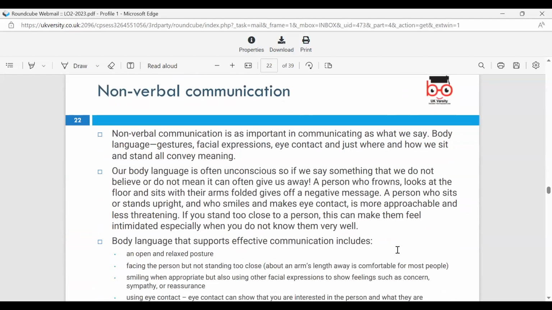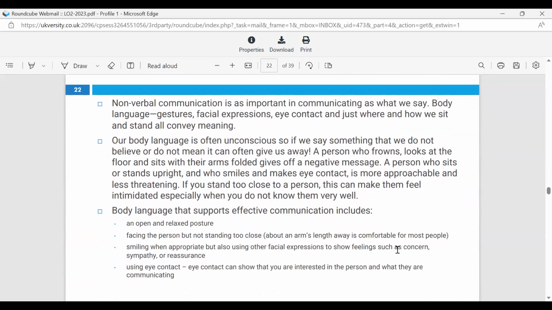Non-verbal communication. This is as important in communication as what we say. Body language, gestures, facial expressions, eye contact, and just where and how you sit and stand all convey meaning. Our body language is often unconscious, so if we say something that we do not believe or do not mean, it will often give us away. A person who frowns, looks at the floor and sits with their arms folded gives off a negative message. A person who sits or stands upright and who smiles and makes eye contact is more approachable and less threatening.